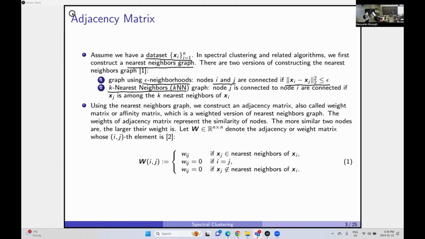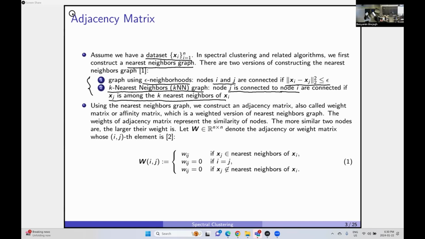Or we can calculate a k nearest neighbor graph. What is that? Node j is connected to node i if xj is among the k nearest neighbors of xi. So basically I can calculate the distance of all of the points from xi. Then I can sort the neighbors based on the distance. The k neighbors with the smallest distance to that xi are the neighbors of that xi. Right? I sort them in ascending order of distances. So two ways to make the k nearest neighbor graph.